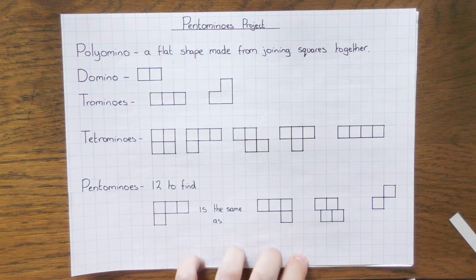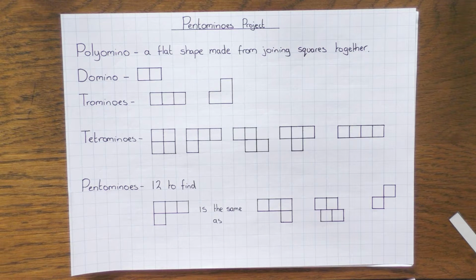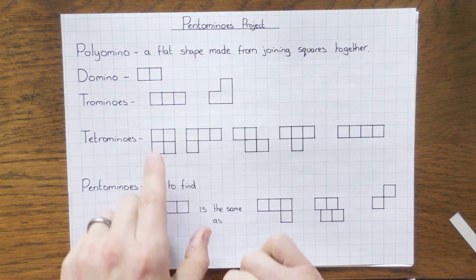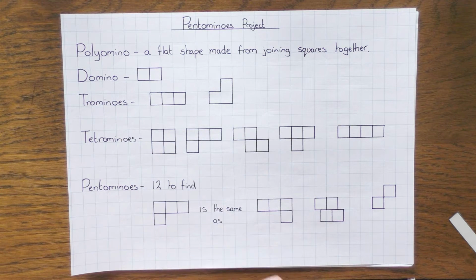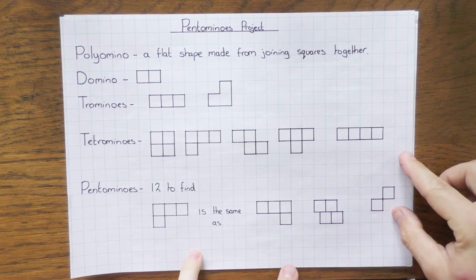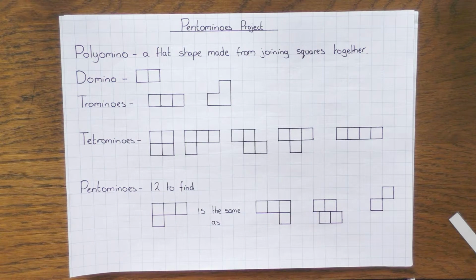And I told you before, there's 12 to find. So your first challenge is with 5 squares connecting all of the sides. Can you find 12 different shapes? So just pause the video and give that a go first, because in the next 30 or 10 seconds I'm going to reveal the answers.